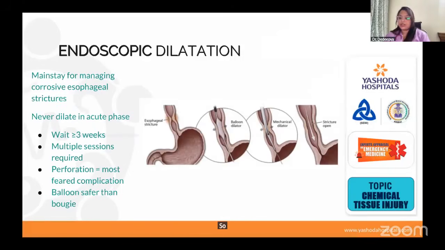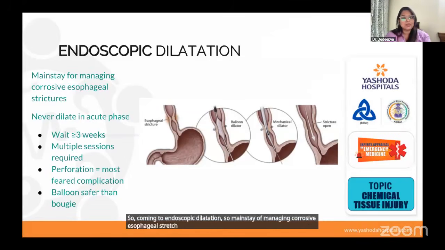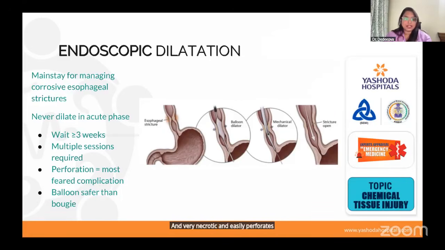So coming to endoscopic dilatation. The mainstay of managing corrosive esophageal strictures is endoscopic dilatation, but you must never dilate in an acute phase. In the acute phase, the tissue is extremely friable and very necrotic and easily perforates into the mediastinum. So never dilate in an acute phase.